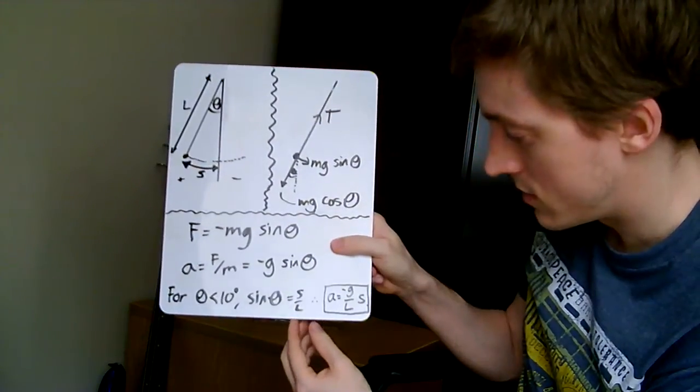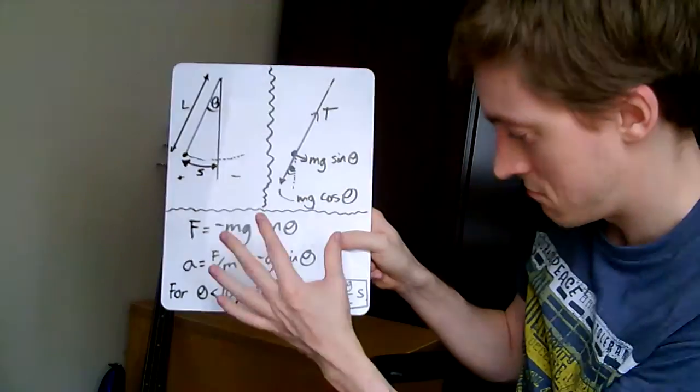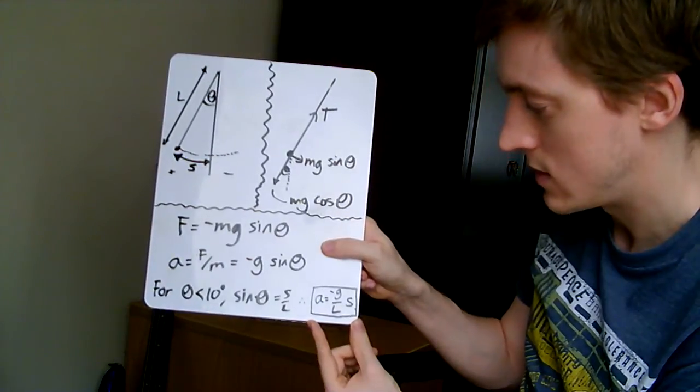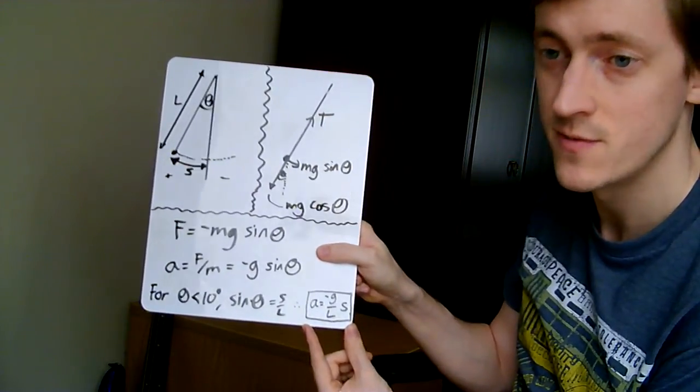And all of that then becomes that, and you end up with a is minus g over L s. And that is how that works. Video 3 is done.